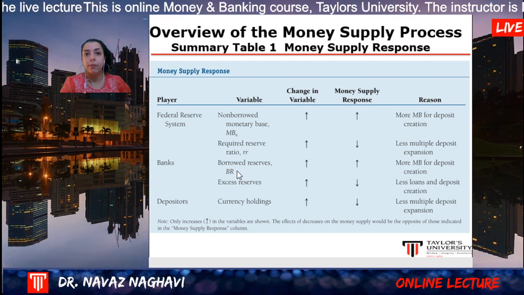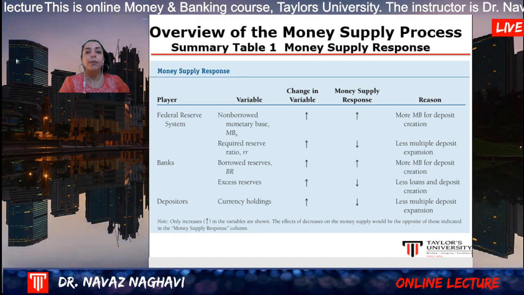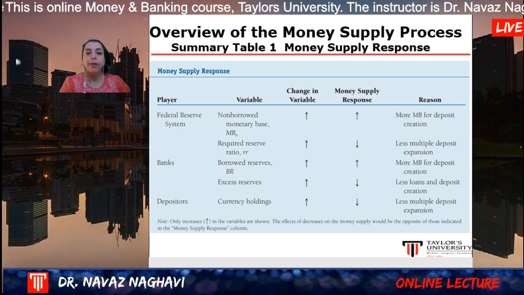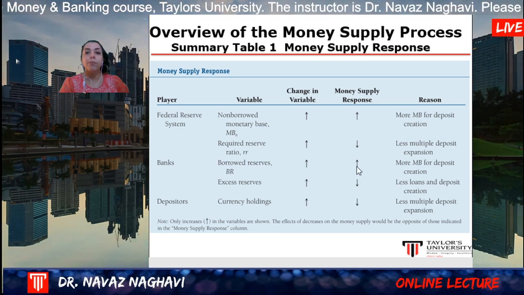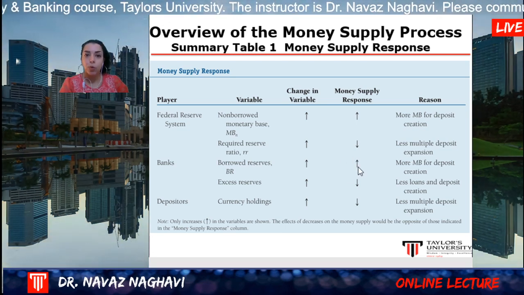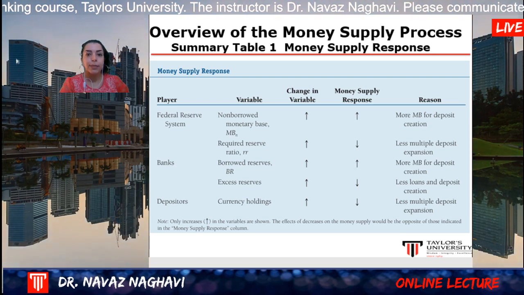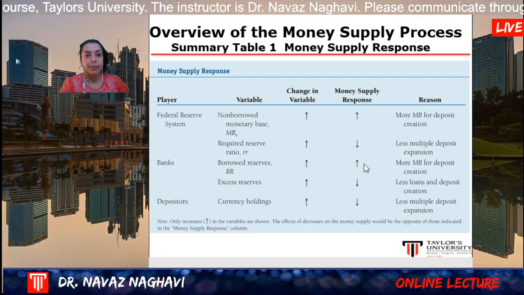Borrowed reserve: just now we discussed that the more the banking system borrows from the Fed, the more loans they are able to give, of course. So they have more ability to create more deposits, more reserve. So that's why the money supply is increasing.